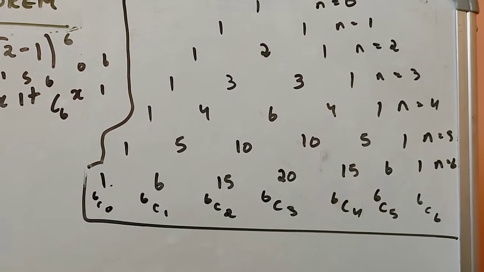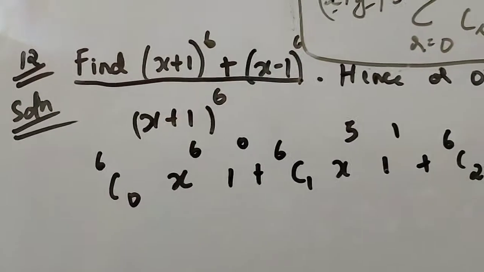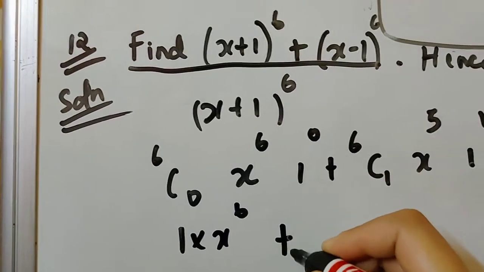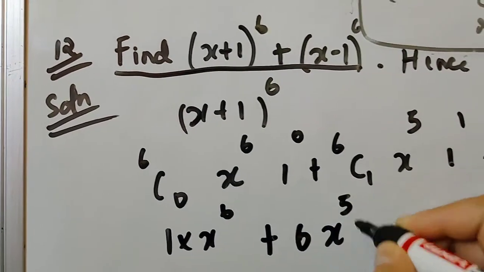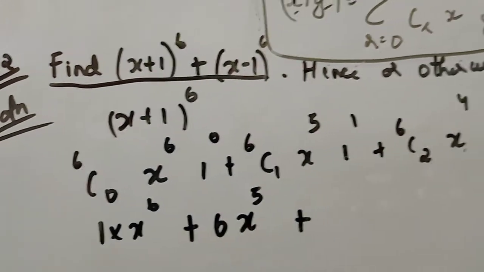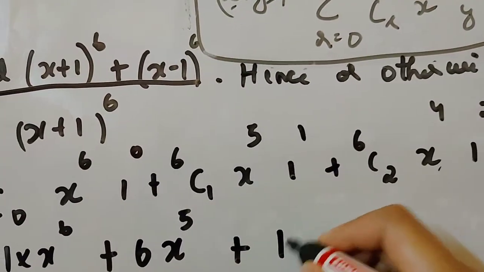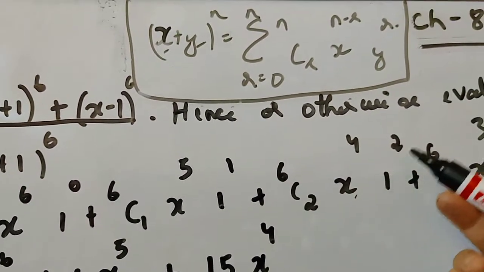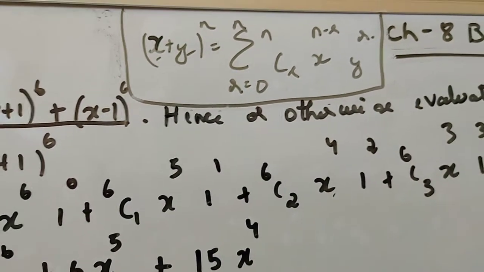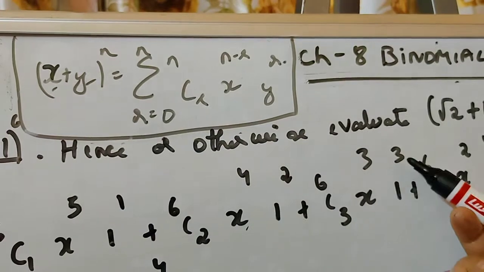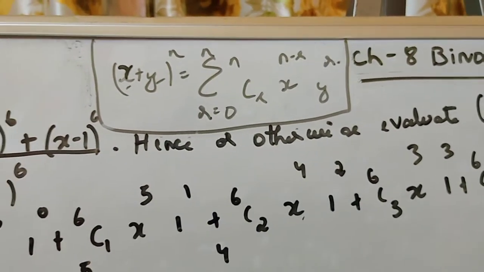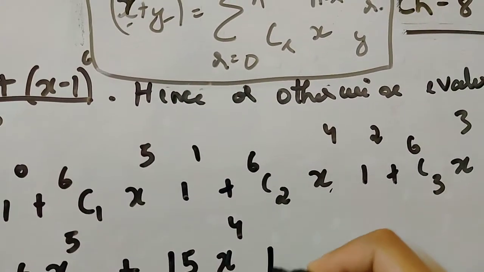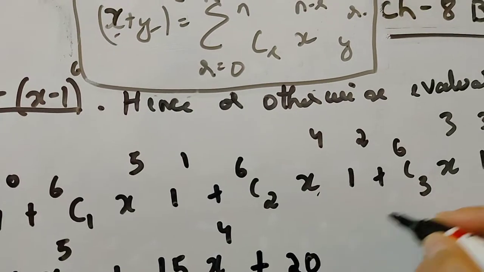So simply I will put the values. My 6C0 is 1, so 1 into x to the power 6, plus my 6C1 is 6 into x to the power 5. 1 to the power 1 is always 1. My 6C2 is 15, x to the power 4. 1 square is always 1. If it is minus 1 to the power square, then that will be a different thing, it will be minus 1. If minus 1 to the power cube, then the minus sign will be coming here. But since it is positive, straightly 1. I am not going to calculate that. Plus 6C3 is 20.